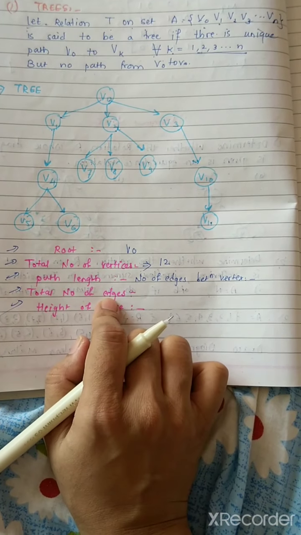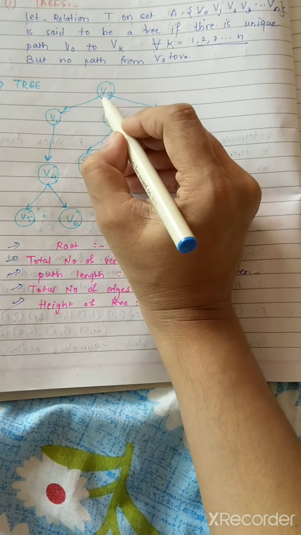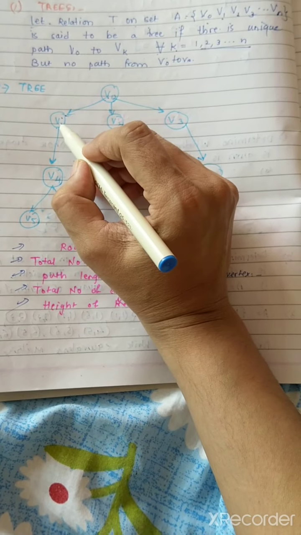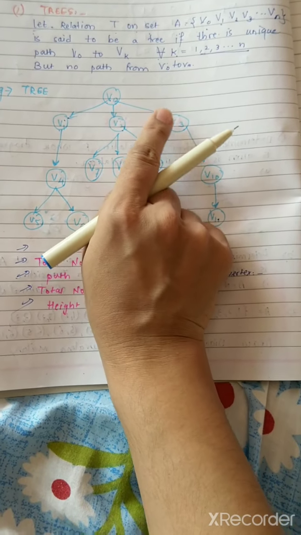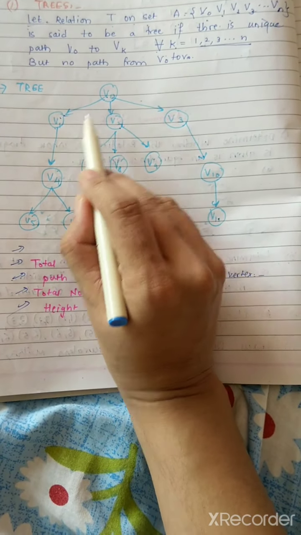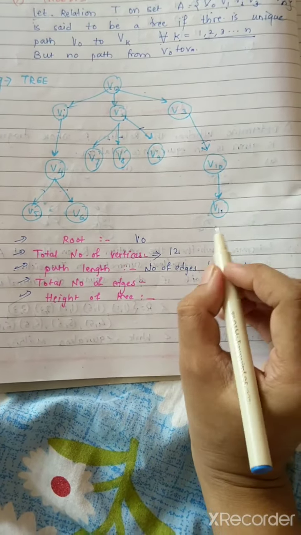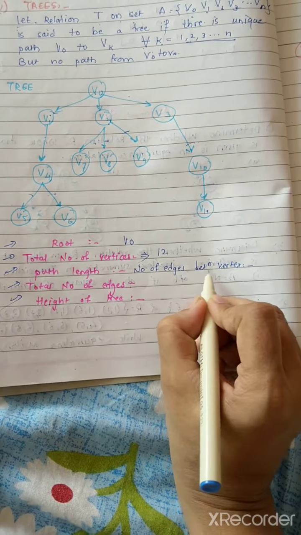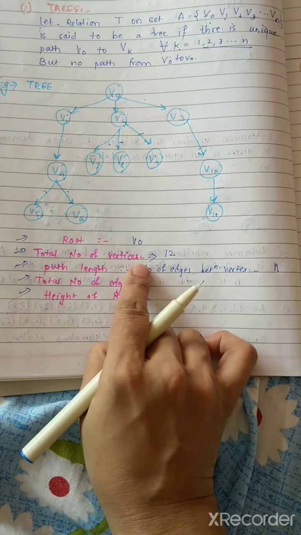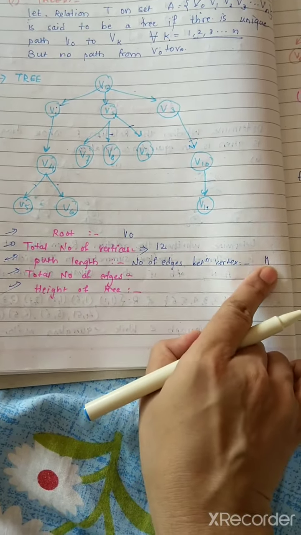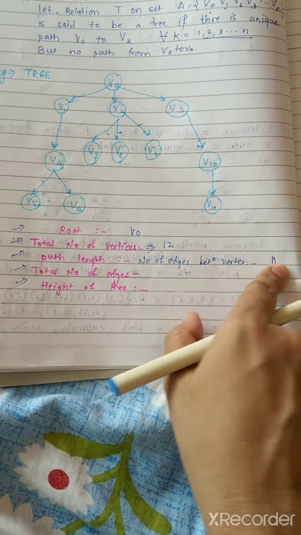Now we'll see the total number of edges. Total number of edges means how many lines are joined from vertex to vertex? So V0 to V1 is 1, V0 to V2 is 2, V0 to V3 is 3. So 1 2 3 4 5 6 7 8 9 10 11. So the path length is the number of edges between vertices, and that is 11. Always keep in mind, if the total number of vertices is 12, then the path length will be less than that. If the total number of vertices is 11, the path length will be 10.